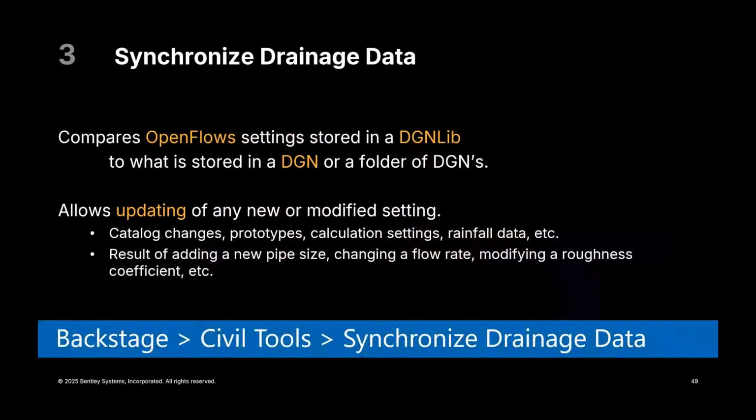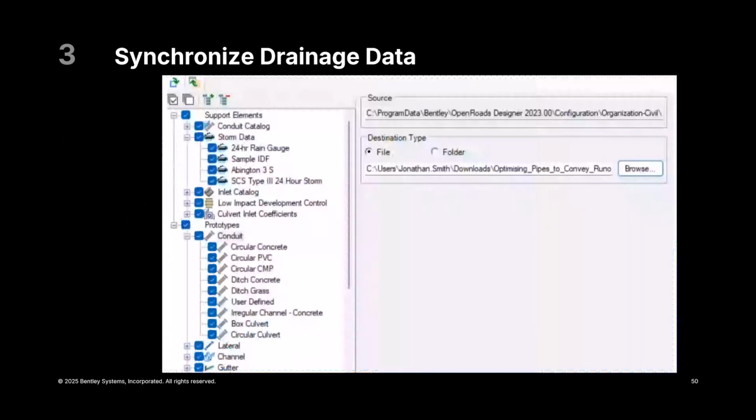The last one that I want to point out today is if you do have drainage data in your files, there is one more step to this. And what this will do is compare the OpenFlows settings stored in your DGN library to what is stored in the DGN. It goes along with the update from DGN library, but it's been separated out with the drainage because of the way some of the drainage data works. So it does that updating of the catalogs, the prototypes, etc., within the drainage information. So you would need to go in and run this one separately if you had drainage information in there.